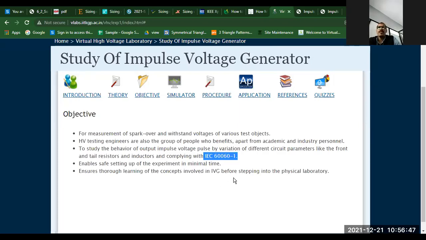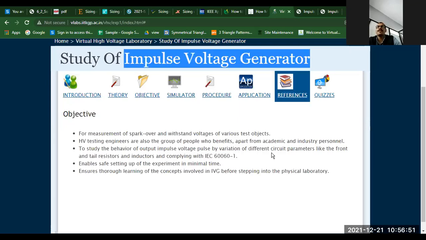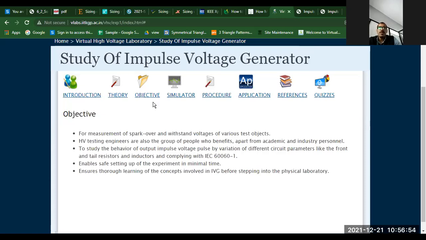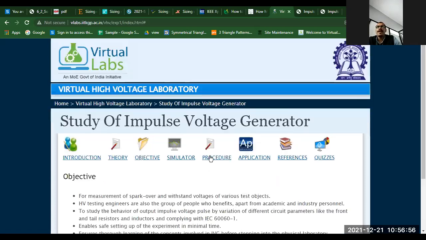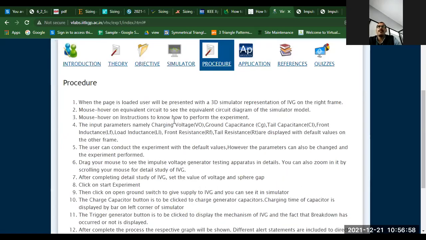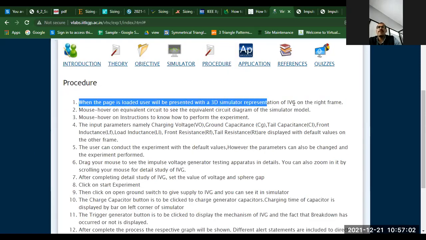Then all these concepts, IVG is the short form for impulse voltage generator. So let us go to the simulator, and I'll just give you the procedure here. First, when the page is loaded, you will be presented with the 3D simulator representation of the IVG on the right frame. Here you can see this is the impulse voltage generator, IVG.